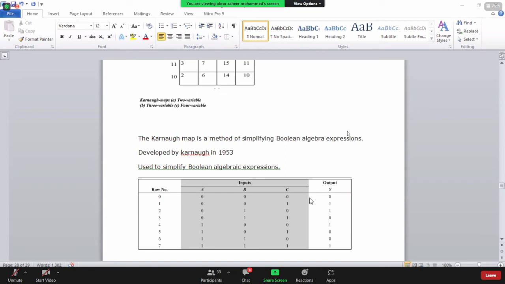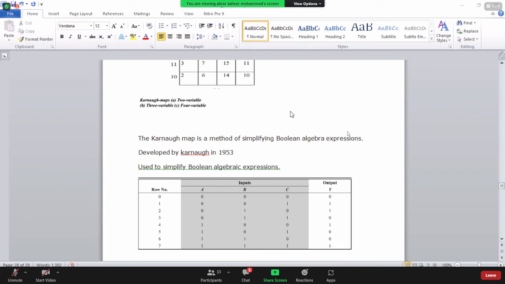For 000, the output is 0. For 001, the output is 1. For 010, it is 1. For 011, it is 0. For 100, it is 1. For 101, also 0. For 110 it is 0. For 111 it is 1. So you can put these ones, then group the ones and solve this.